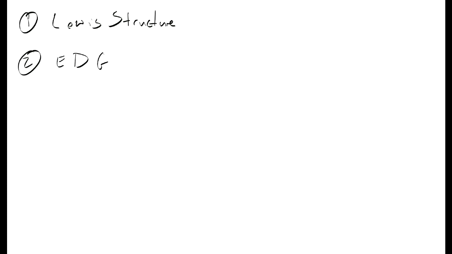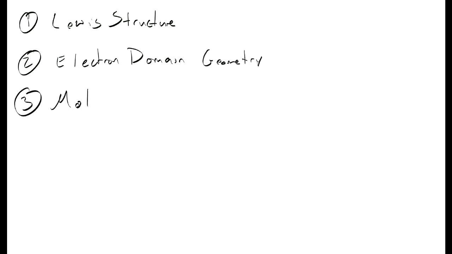So the way you work with VSEPR theory is first you find the Lewis structure. Okay, once you have the Lewis structure, you can do the next 2 steps. First you find the electron domain geometry, and then you can get the actual molecular geometry.